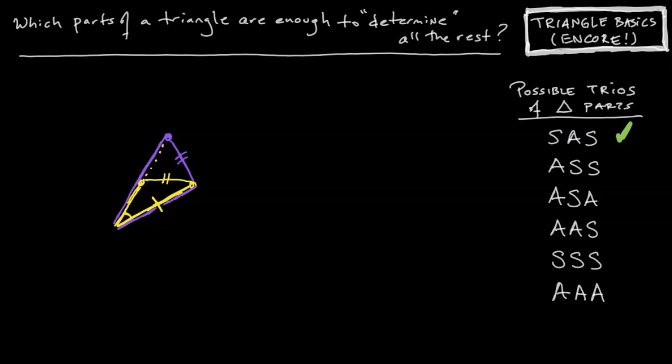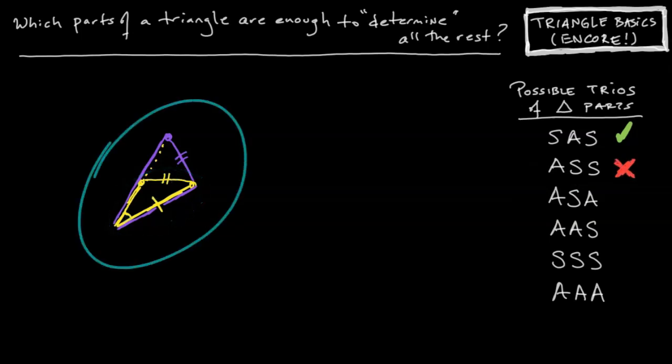Given that information, angle, side, side, or if you want to read it the other way, side, side, angle, that's not enough information to nail down precisely the size and shape of a triangle, because these two triangles are very different, even though they agree on those three parts in that particular order. So ASS is definitely not enough to determine a triangle.